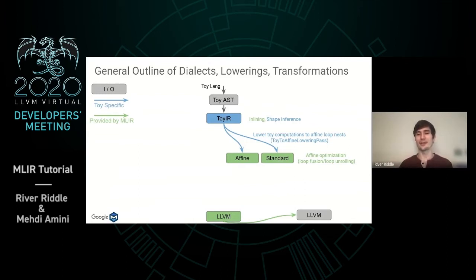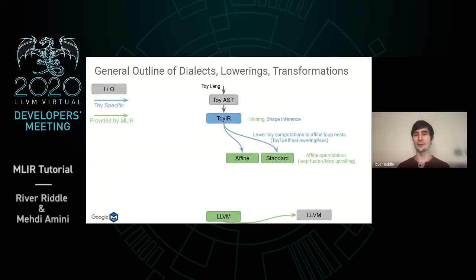So things like loop fusion, loop unrolling, these various different optimizations that work really well at a high level, that we might not necessarily get to the same effect if we were to drop directly to LLVM. So it's important to note here that we're not lowering everything to affine and standard. We're only lowering computation. So we'll have a few operations that actually remain in the Toy dialect at the same time as all of this is happening.